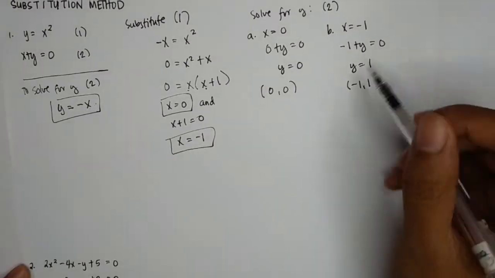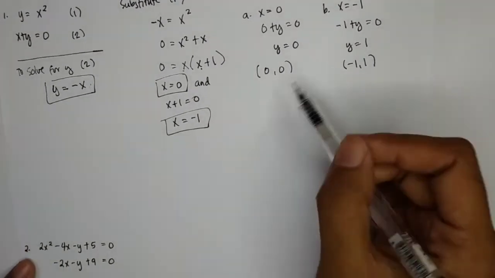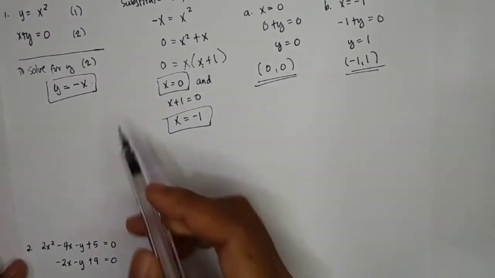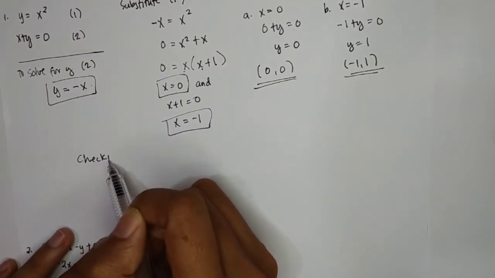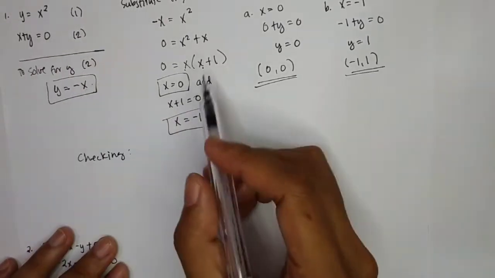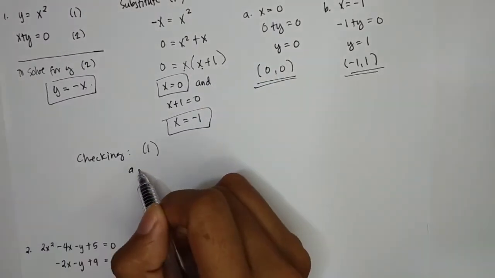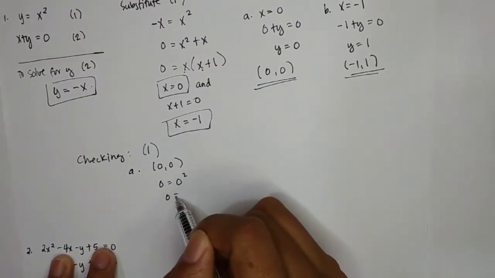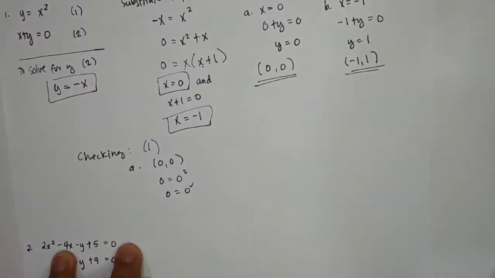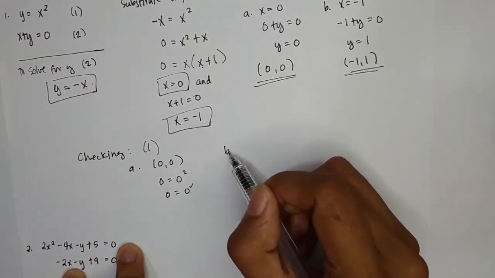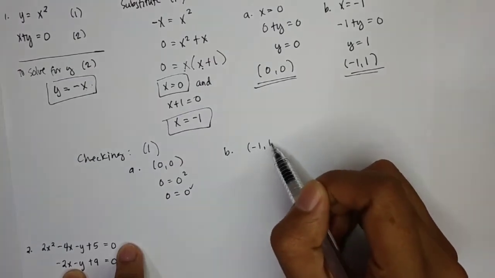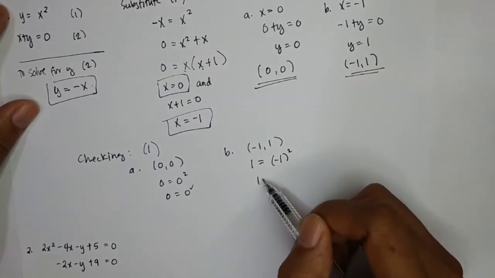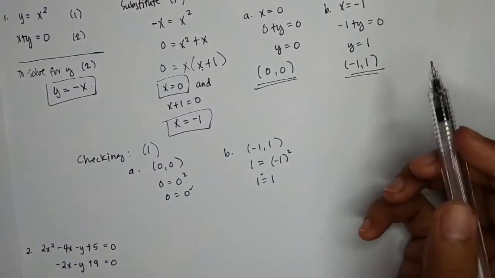Okay, so let's do some checking kung tama nga ba itong mga solution natin. So checking tayo. Do not mind mo na example number 2. Let's use itong first equation number 1. So, for our 0, 0, we have here 0 equals to 0 squared. So, this is 0 is equal to 0. That means it is right. Then, for our b naman, this is negative 1 and 1. So, yung y natin is 1 is equal to negative 1 squared. We have 1 is equal to 1. So, that means tama tayo.